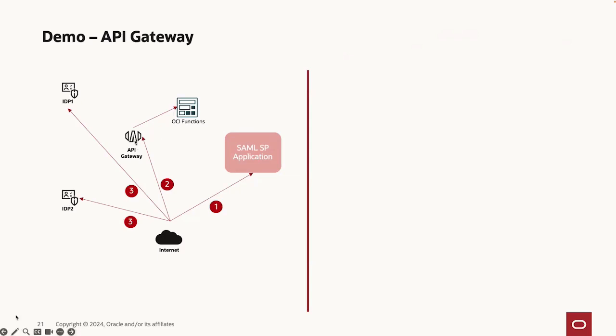And with this, they don't have to worry about HA and DR of this federation proxy implementation. OCI function invocation barely costs anything. API gateway, again, costs minimal, and they get a full-fledged HA and DR solution for their use case without changing anything on the service provider application and without standing up a full-fledged federation proxy. Now let's see that in action.